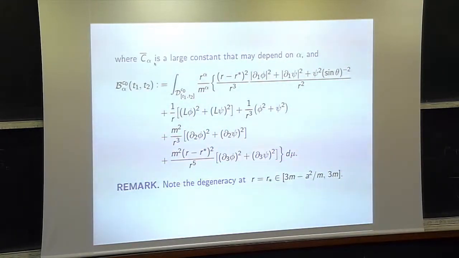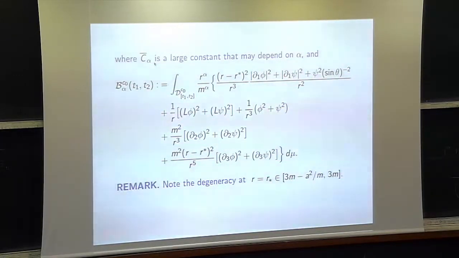R minus R star, so this is where degeneracy occurs. And you have, so this is the usual thing. You have a degeneracy at R equals R star, where you have the trapping. And you have all these other terms, which, right. So as you know, every time you have to prove such an estimate, it's a lot of work. In particular, because you have to deal with the lower order terms.